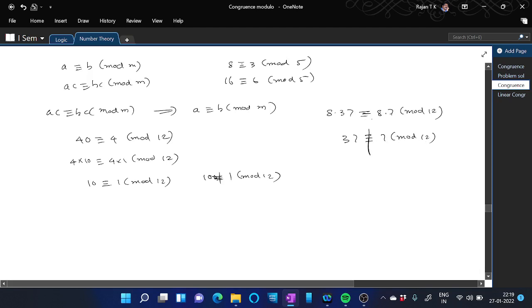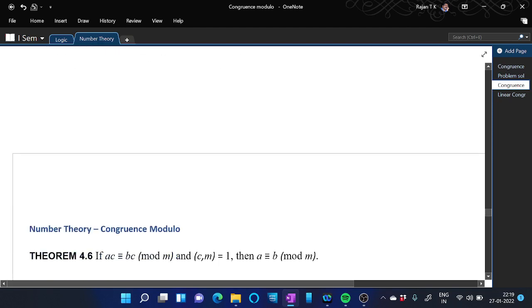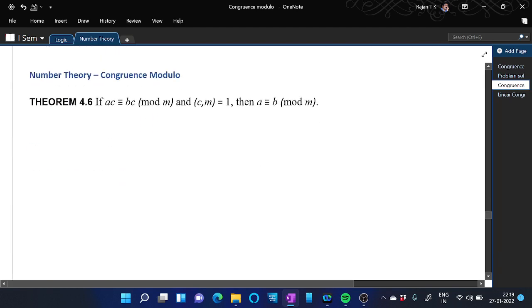Even if 8 into 37 is congruent to 8 into 7 mod 12, here 37 is not congruent to 7 mod 12. So you cannot cancel this C as we like. So AC congruent to BC mod M need not imply A congruent to B mod M. So under what condition this is true, that we see through one theorem. The theorem is this. If AC is congruent to BC mod M and GCD(C, M) equal to 1, then A is congruent to B mod M.